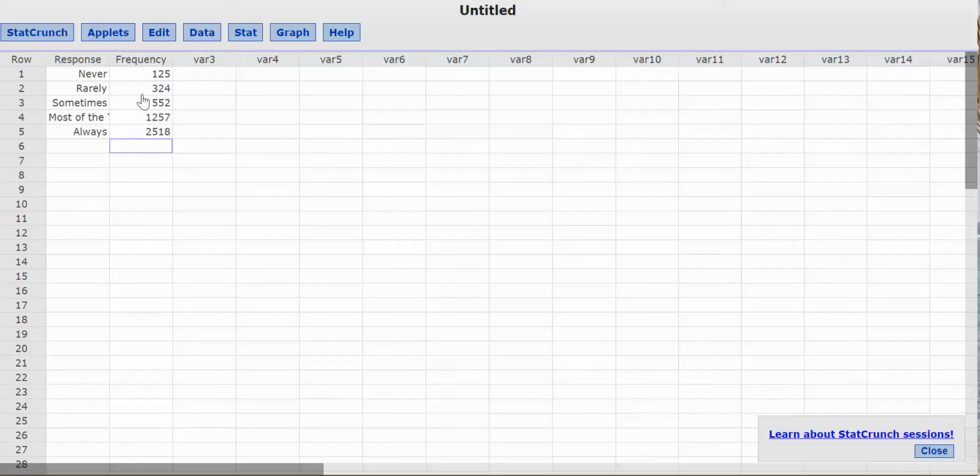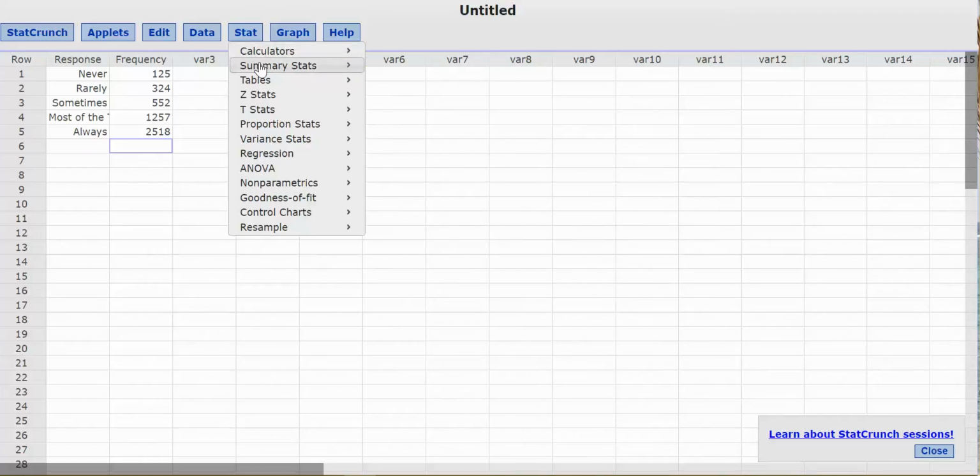And if you'll remember, in order to make a relative frequency distribution, it's a percentage of the whole, okay? And in order to find the percent with which never responses occurred, we have to know how many total responses we got. In StatCrunch, we can do that by going to Stat, Summary Stats on the column.